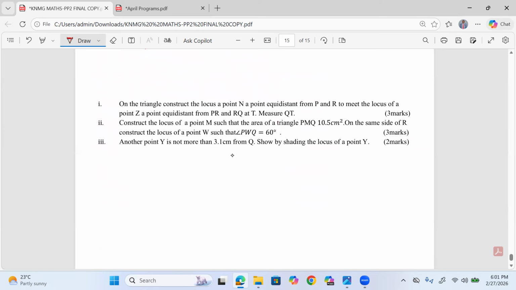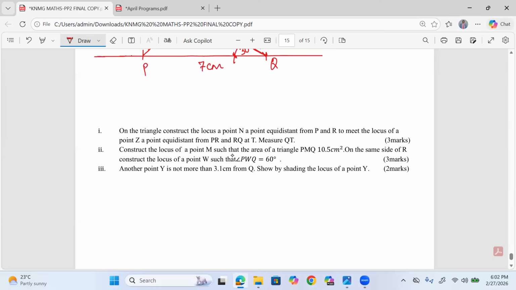Roman 1, this is part B now. On the triangle, construct the locus of a point N, a point equidistant from P and R, to meet the locus of a point Z, a point equidistant from PR and RQ at T. Then you measure QT. One thing that you're supposed to know is that these are two loci which have been discussed on the same question.